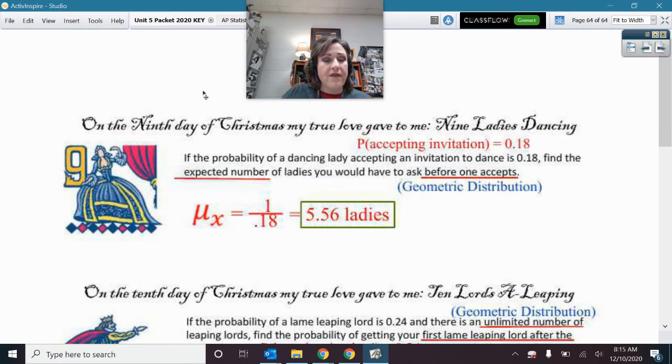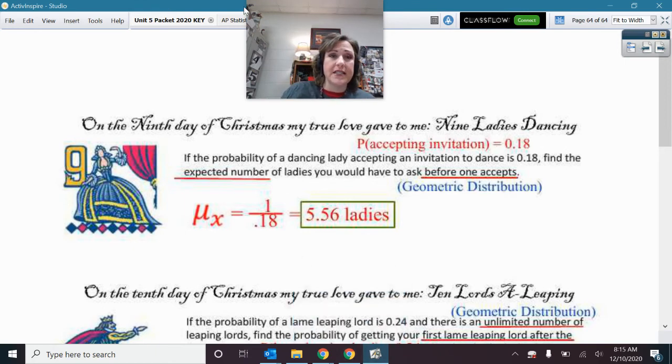Okay. Find the 9th day of Christmas. We want the 9 ladies dancing, but they don't all accept an invitation. So apparently only 18% accept the invitation. Find the expected number of ladies you have to ask before one accepts that invitation. So that's our going until we have a first success, and the expected number is the mean.